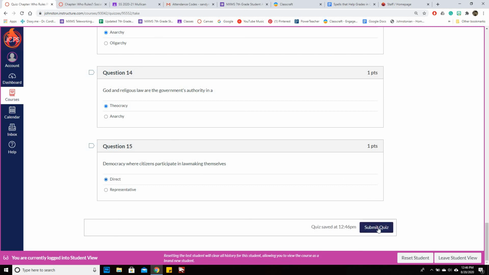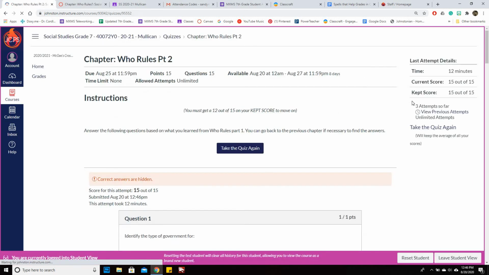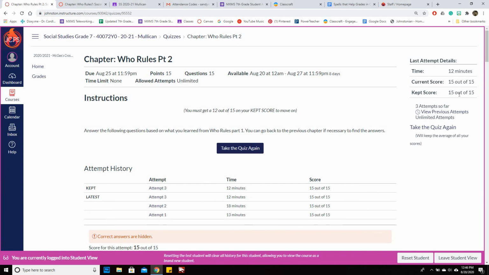And then you're going to hit submit and make sure that your KEP score is higher than 12. So you must get a 12 or higher. Hopefully with me giving you the answers, you've got that. All right. And that is Chapter Who Rules Part 2.